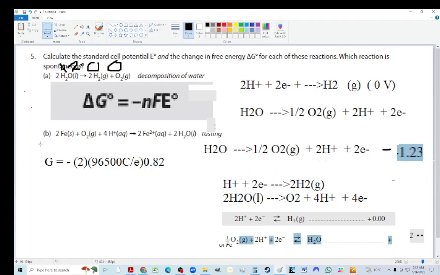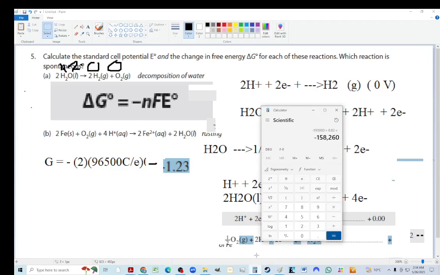Then you can use the G formula, which is the number of electrons times the constant. Oh, I got the wrong number there. Times that. And you can see a negative times a negative is going to come out positive, and your Gibbs free energy is positive, which should tell you that a positive Gibbs free energy is not going to produce a spontaneous reaction.